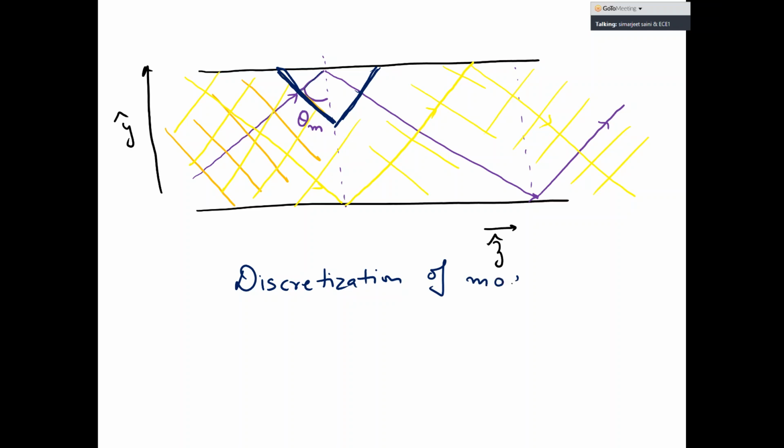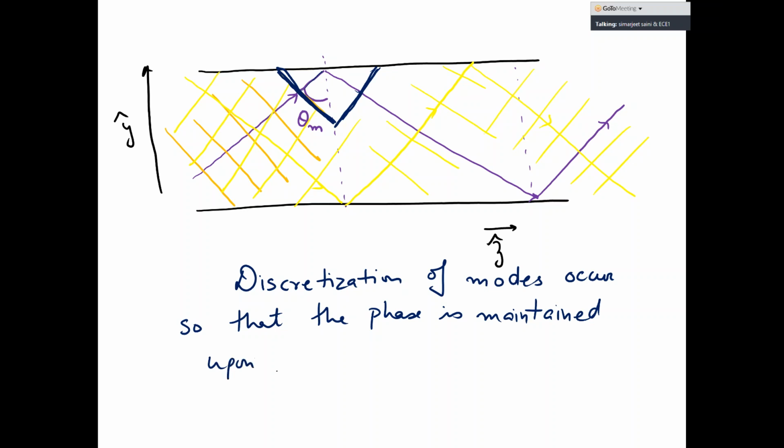The discretization of modes occurs so that the phase is maintained upon reflections. If the phase is maintained upon the reflections, only certain angles allow that.